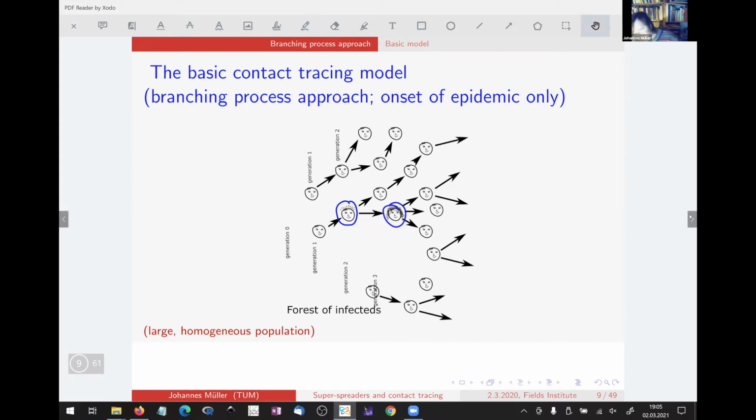But what we see is that since the recovered people leave the tree, the tree is not a tree anymore, but a forest. So we have connected components, which are trees, and there are several of them. So basically, until now, we have a birth-death process, a branching process, and the living individuals establish a forest. And so we have a forest-valued stochastic process.